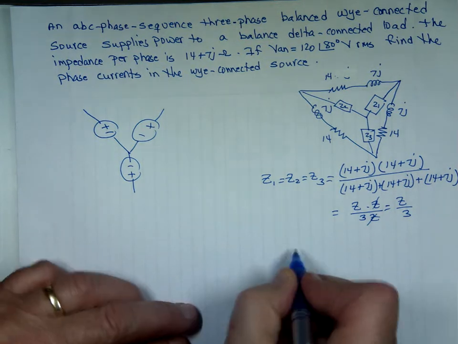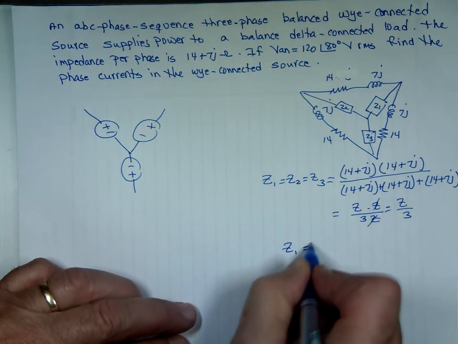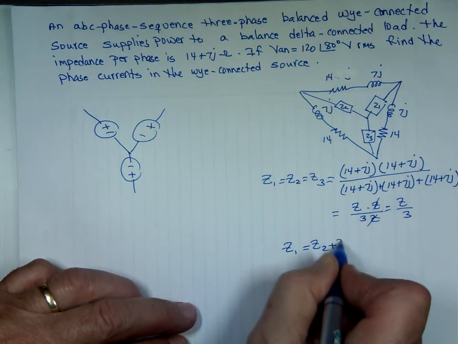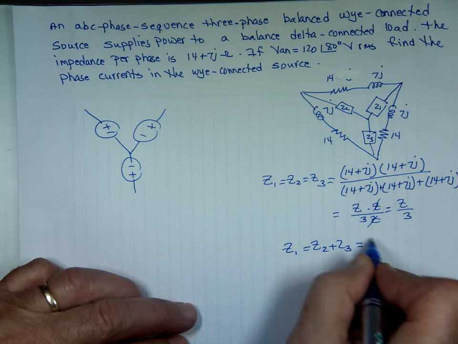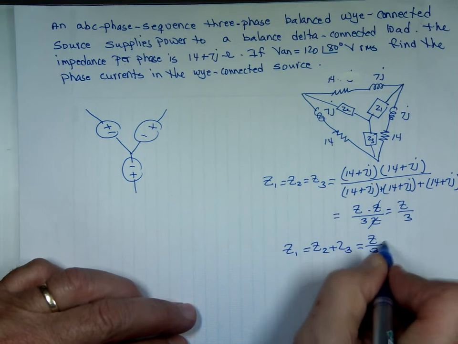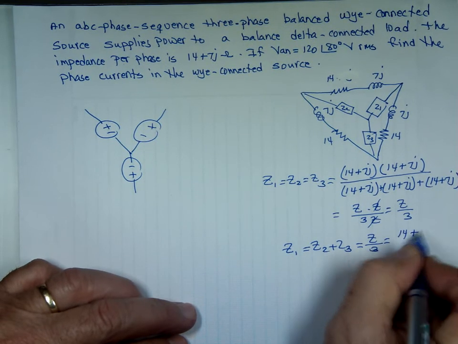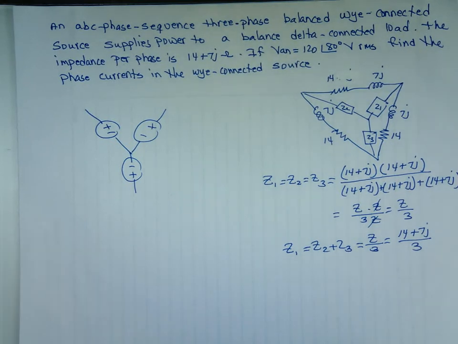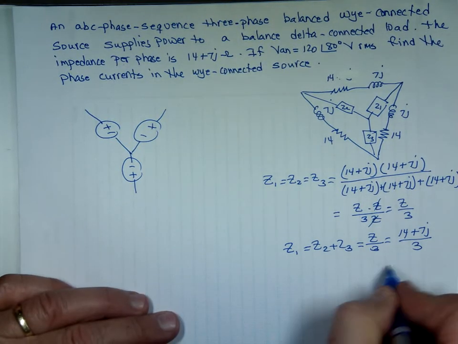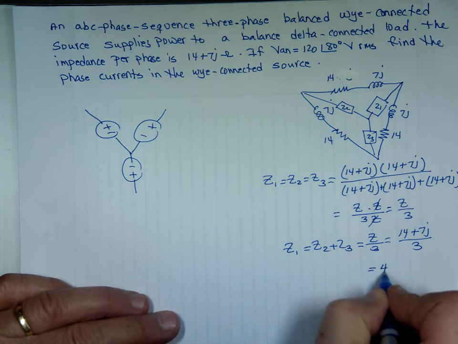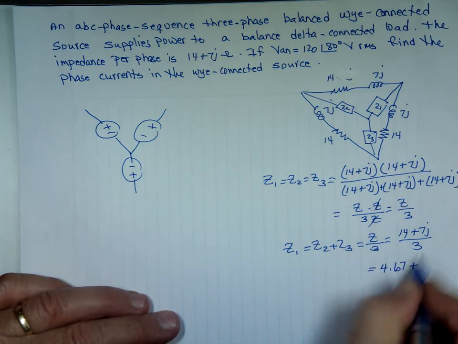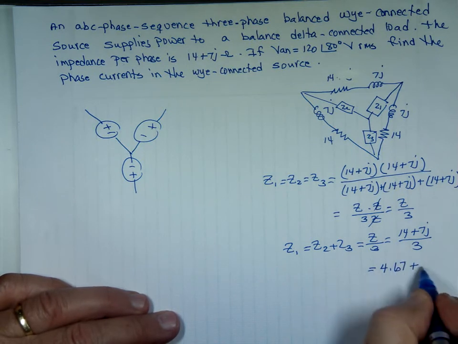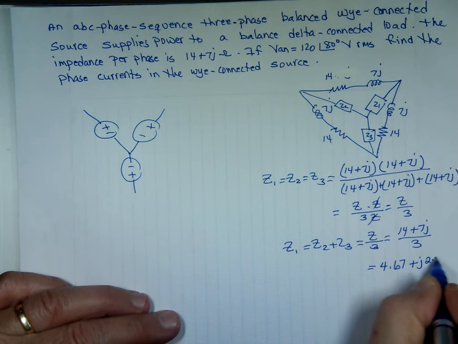So really, each one of these is going to equal what? Which equals Z over 3, and that's 14 plus 7j divided by 3. And if you divide 14 by 3, that's what? 4.67. 7 divided by 3 is what? 2.33. That's what each one is.